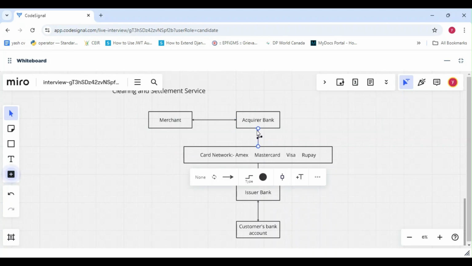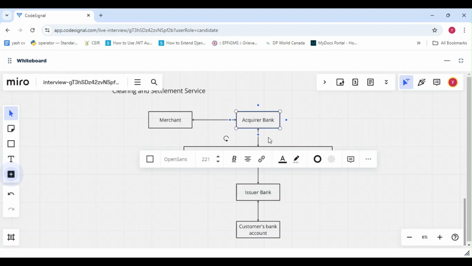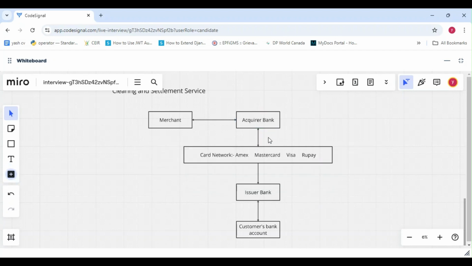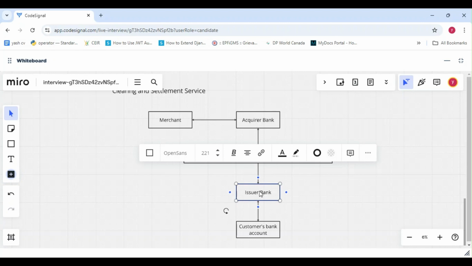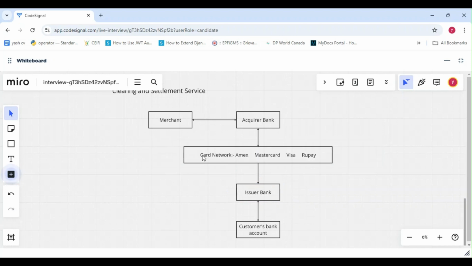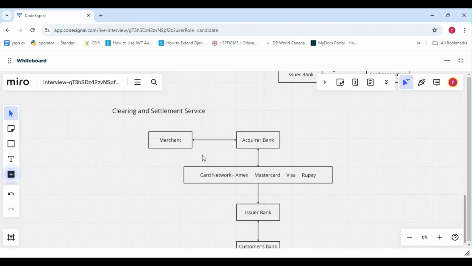The acquirer bank forwards the transaction in batches to the card network. The card network again forwards the transaction in batches to the issuer bank, and then the processing of these payments happens overnight. So this is our clearing and settlement service.